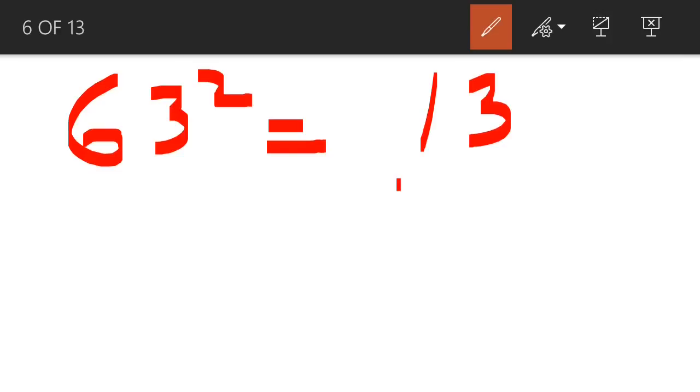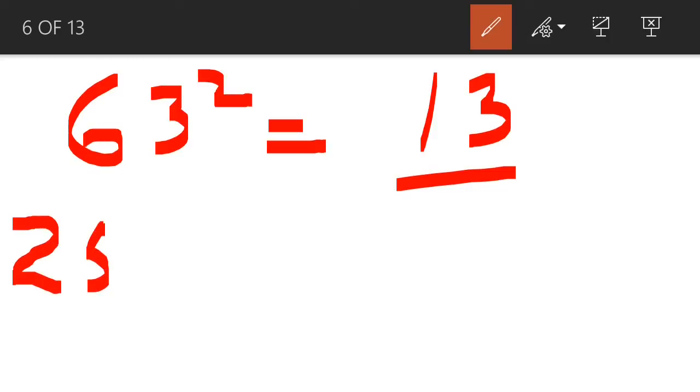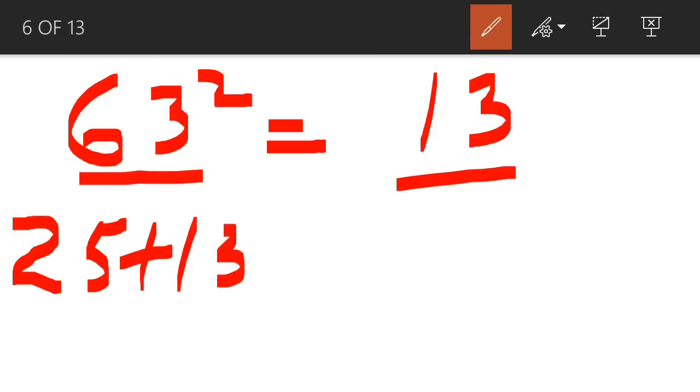Okay, so I will explain another example, like 63 square. For 63 square, what is the difference from the 50? That is 13. So now we have to add the 13. We have the base, that is 25 in the first part, so we have to add 25 plus 13, because it is greater than 50 by 13. In the second part we have to square the 13.